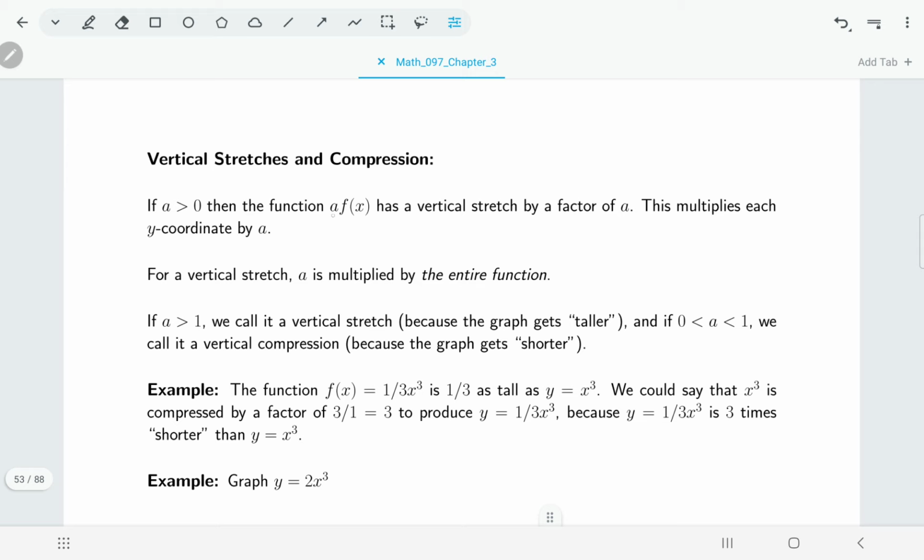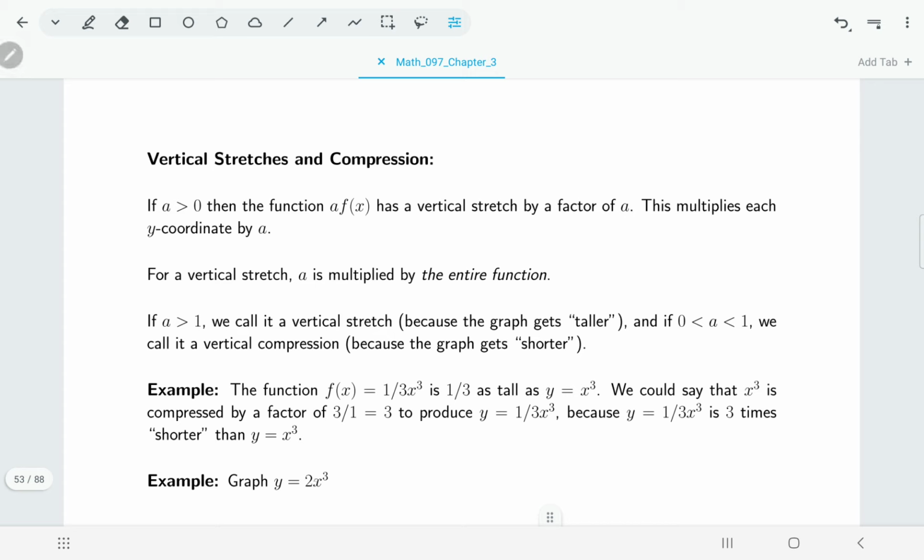The idea here is that we'll be taking our function's y values and multiplying all of them by whatever that number is. So that means if the number is a large number, we'll be stretching our graph vertically. And if the number is a small number, between 0 and 1, we'll be compressing our graph.